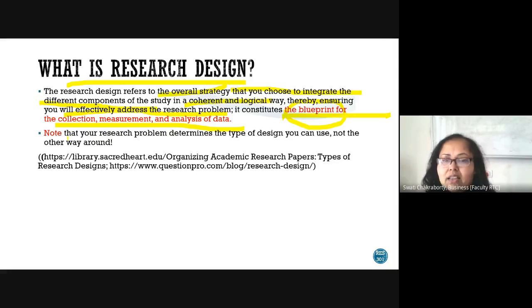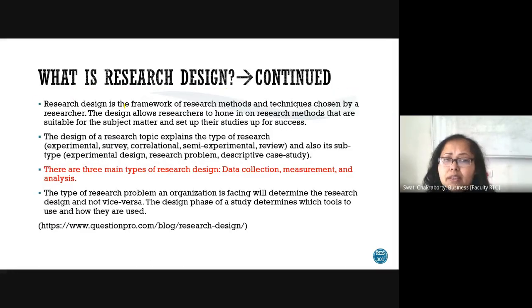Please note that your research problem determines the type of design you use, not the other way around. Based on your research problem, you decide what sort of research design you will be using. So, research design is a framework of research methods and techniques chosen by us as researchers, which allows us to hone in on the research methods that are suitable for the subject matter and sets up our studies for success.